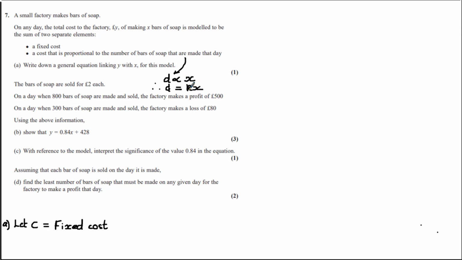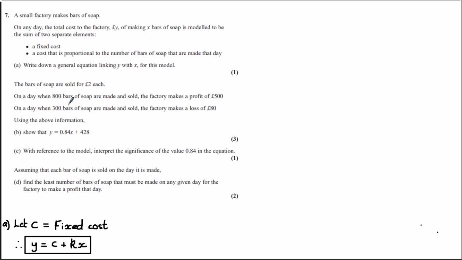So as we now have an expression for this other cost in terms of x, we can add it to the equation of y to give us that y is equal to c, the fixed cost, plus k times x, where k is a constant, okay?